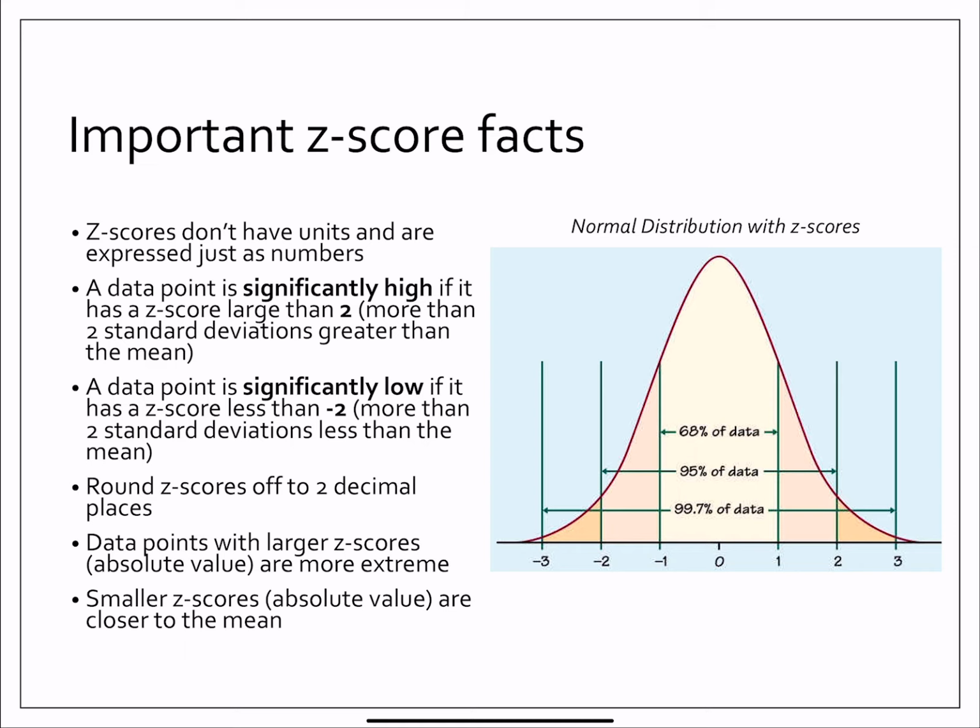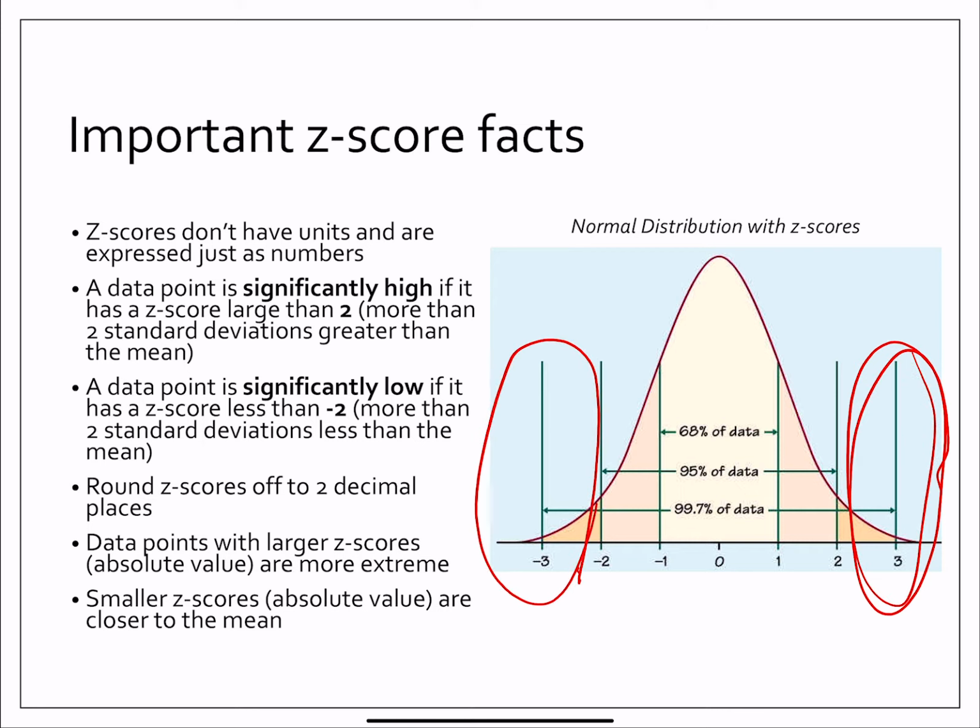Because all the z-score is measuring is how many standard deviations away. So if the z-score is bigger than 2, then it's significantly high. Likewise, on the other side, if the z-score is less than -2, right? So the significantly high section is over here. Z-score is bigger than 2. And the significantly low section is back here. Z-score is less than -2. Right? So that's kind of our connection.